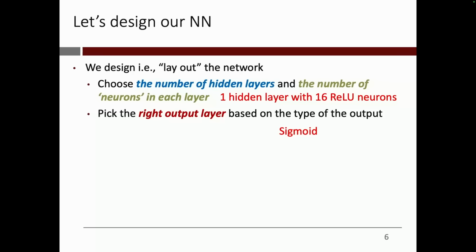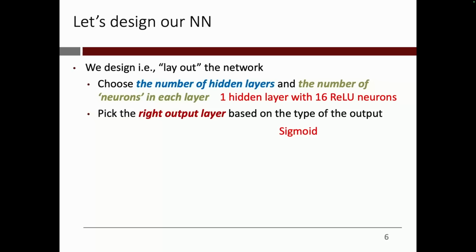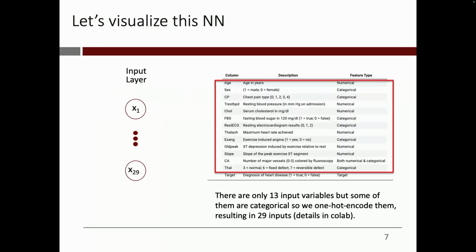And then here, the output is a categorical output, right? Heart disease, yes or no, 1 or 0, classification problem, which means that we want to emit a probability at the very end. Therefore, we'll use a sigmoid. OK? So far, so good, right? Any questions?